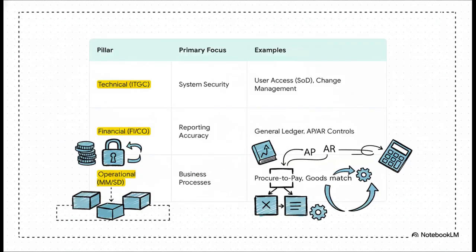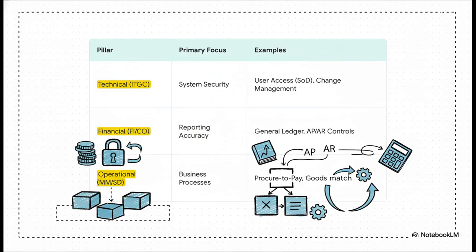First up, we've got the technical pillar. You'll often hear this called IT General Controls, or ITGC. This is really the foundation. Auditors are looking at system security, who has access to what, and how changes are managed. Basically, is the system itself secure? Then there's the financial pillar. This is all about modules like FI and CO, and the big focus here is making sure your financial reporting is accurate. They're looking at things like your general ledger, accounts payable, and accounts receivable.